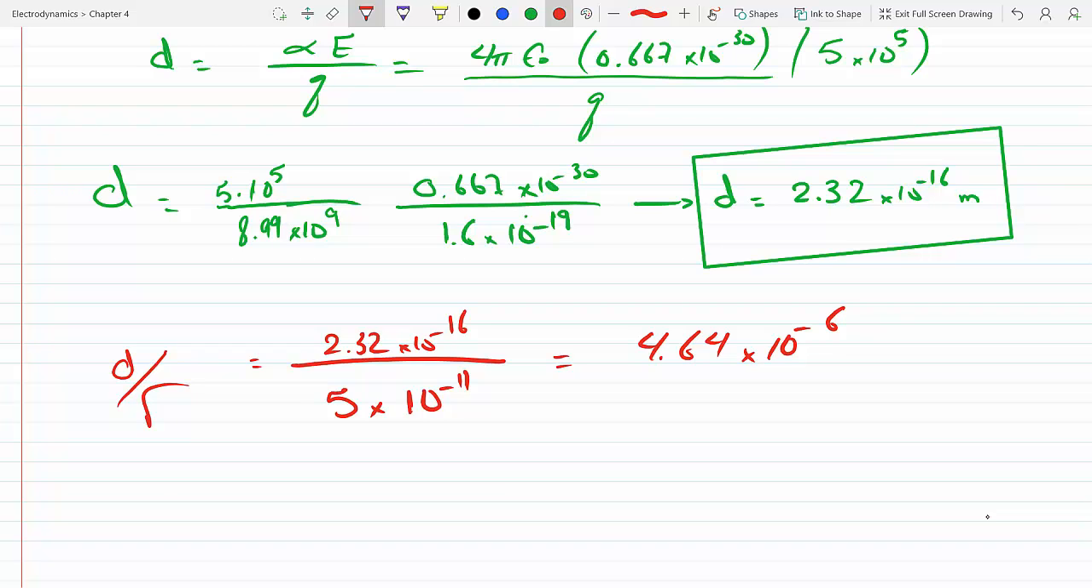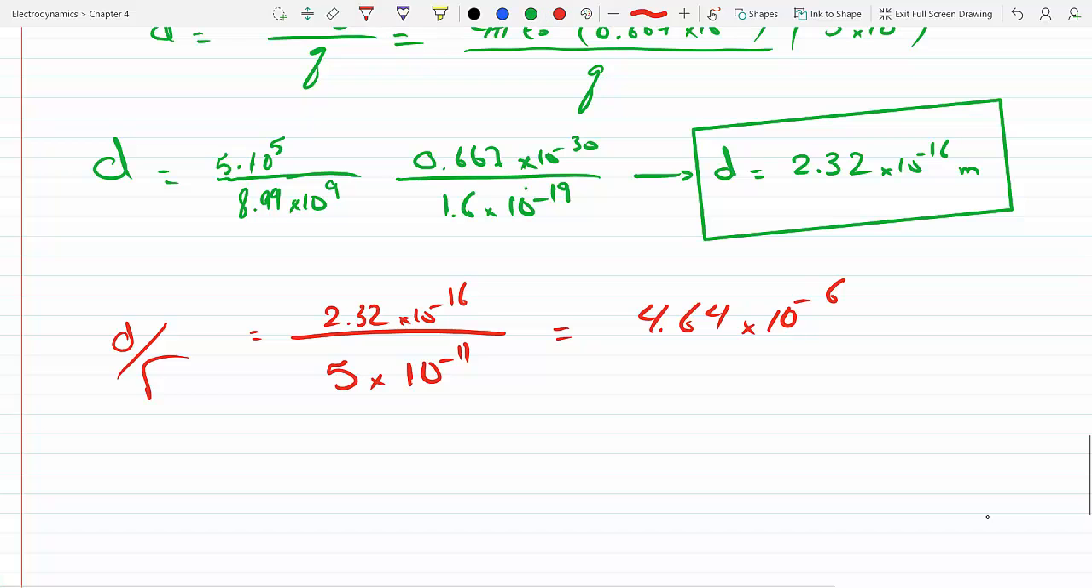So if you do this the other way around, you reciprocate this to get about 1/5 times 10 to the 6. So the radius r is, on the order of, almost 100,000 times more than the amount of separation. That's why these displacements are really minute.